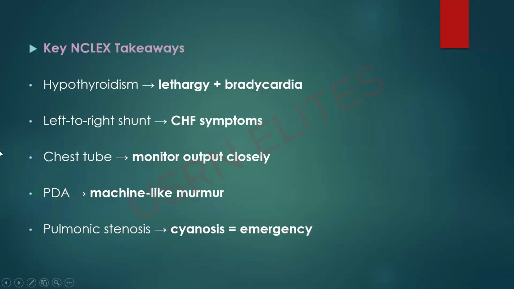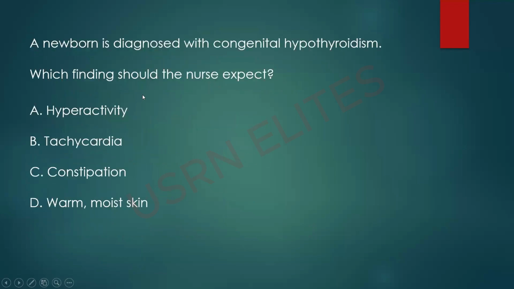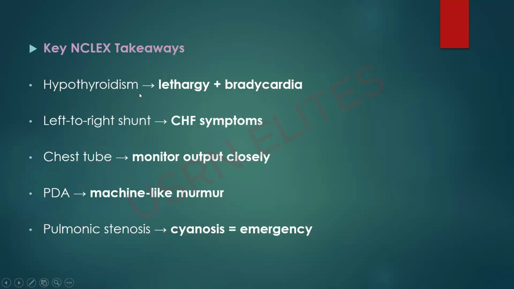Now we are rounding up all of these things. You know, it's been a while that we talked about all of this congenital heart disease and the rest. So to round up everything we've spoken about: hypothyroidism, especially the congenital one. Hypothyroidism is almost the same as that in an adult, right? Oh, sorry. So there is lethargy, there is bradycardia, right? Left to right shunt causes what?